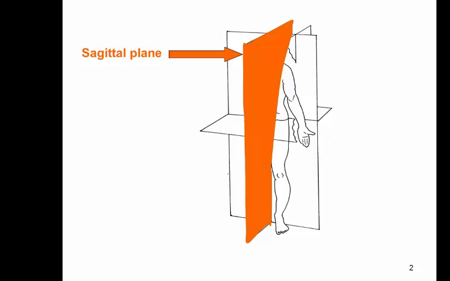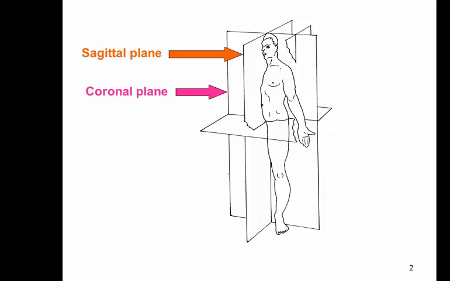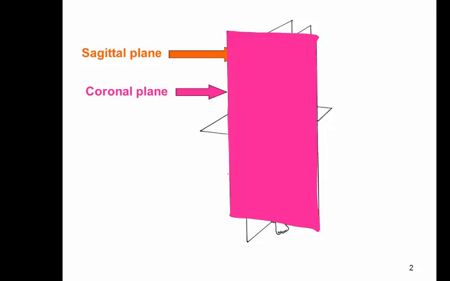We can also take a sagittal plane through any point of the body, it's just called a sagittal plane at that time, and divide it into unequal left and right sides. And we can do the same for any structure or organ within the body and divide it into left and right parts. The next plane we're going to look at is the coronal plane.